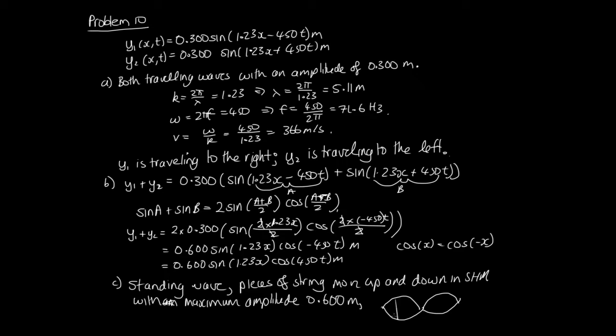look like. Each piece is going to oscillate up and down like that, and we can say the amplitude is 0.600 in the middle here. It goes down to 0 there, and the wavelength for the standing wave is still going to be 5.11 meters, and the frequency of these oscillations up and down is still going to be equal to 71.6 hertz.